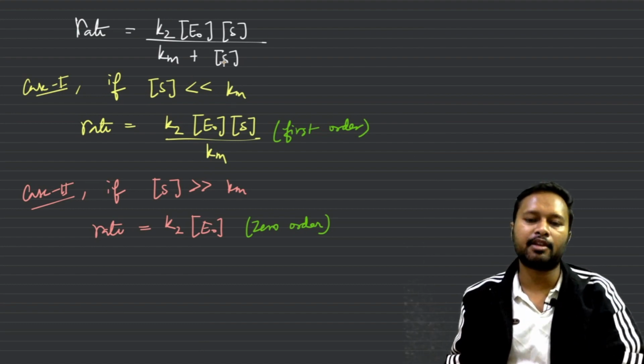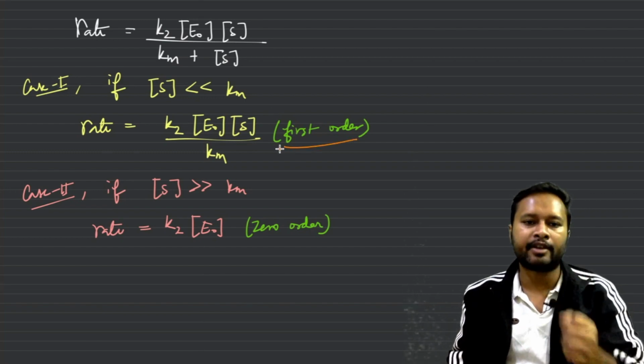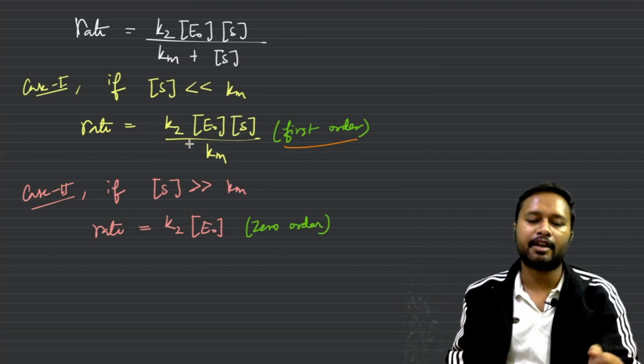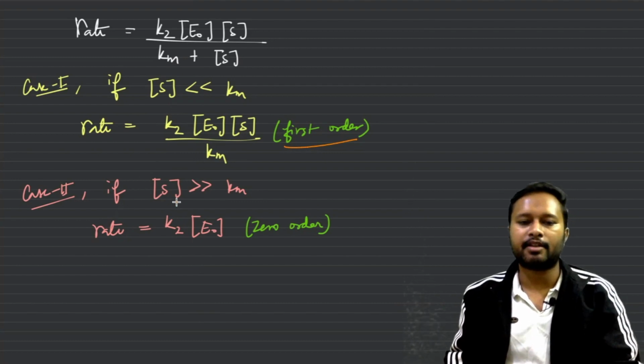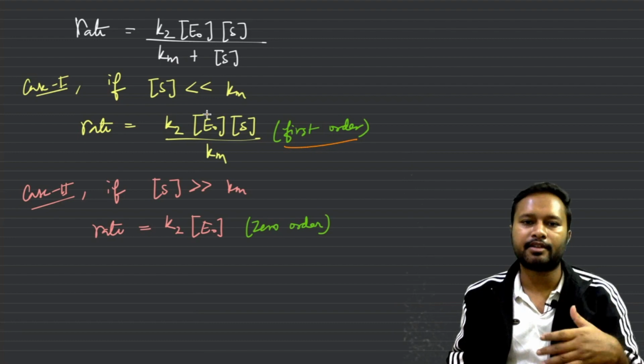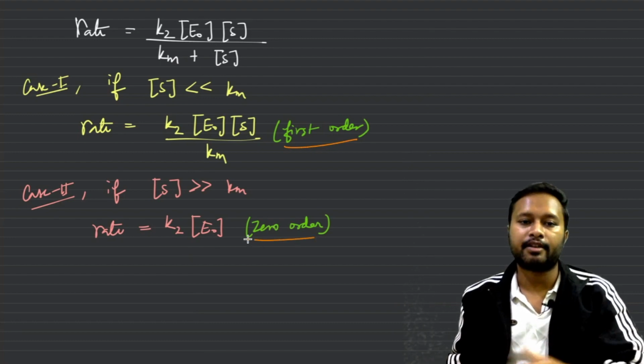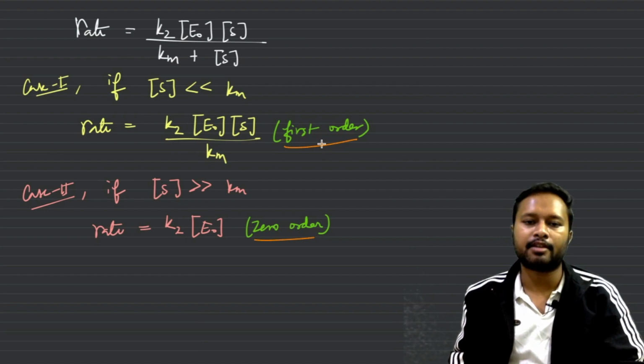You will just have Km in the denominator and the reaction becomes of first order over here. So the reaction is of first order when substrate concentration is very low. Now if you have higher substrate concentration, when the substrate is very high in the reaction, you can just neglect this Km over here and cancel out the substrate concentration. So the reaction becomes of zero order with respect to the substrate concentration. Remember, everything we are talking about is the order with respect to substrate concentration.